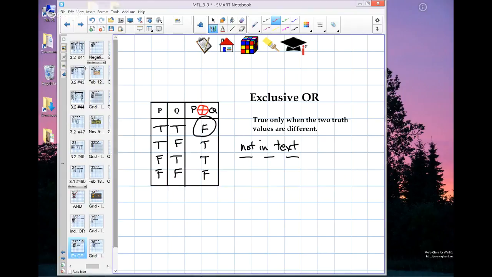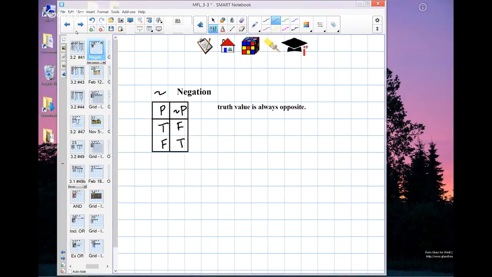Another one from last time, the easiest of them all, the negation. With negation you only have one statement, so n is 1, so 2 to the n power is 2 to the 1, and you only need 2 rows. There's no easier rule than this, just the opposite. So those are the rules we had last time. We're going to be adding 2 rules to it today.